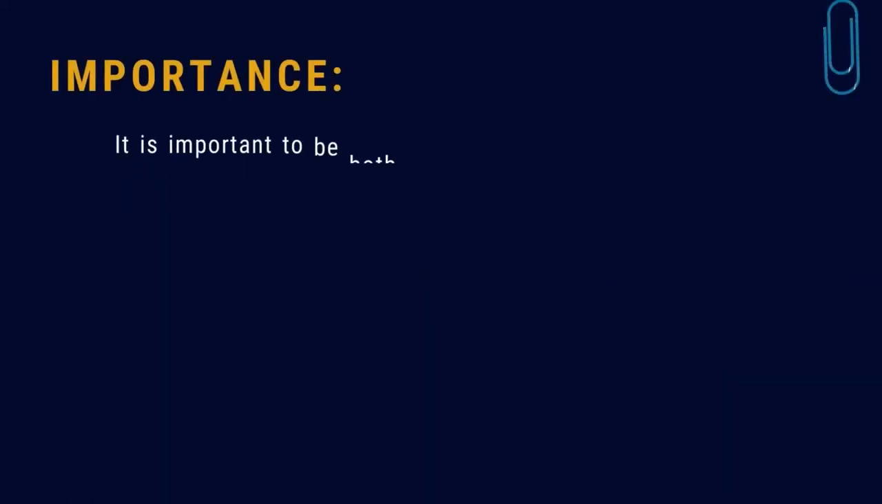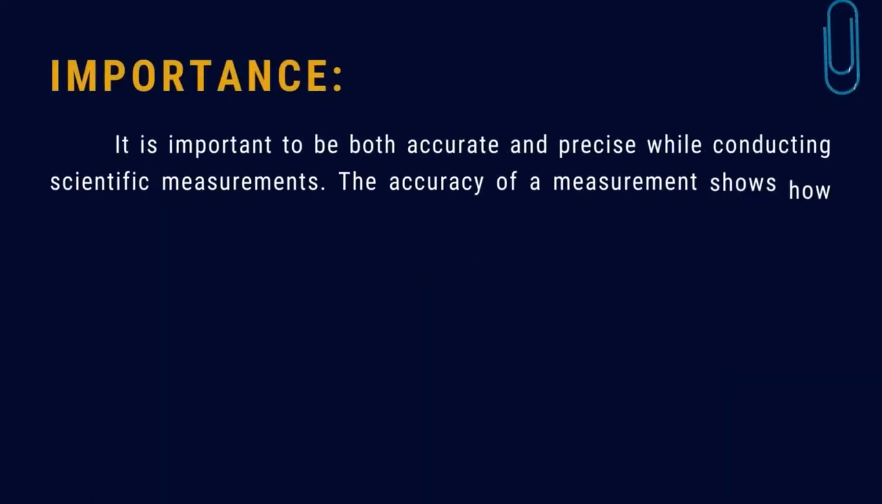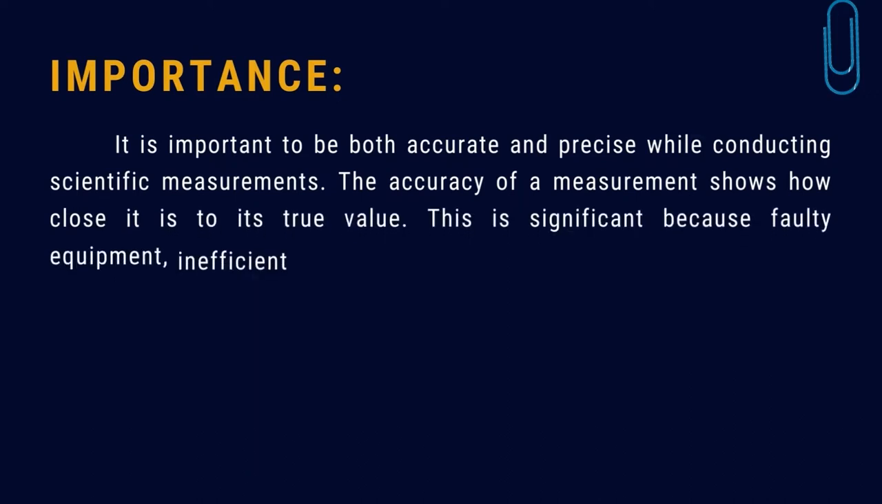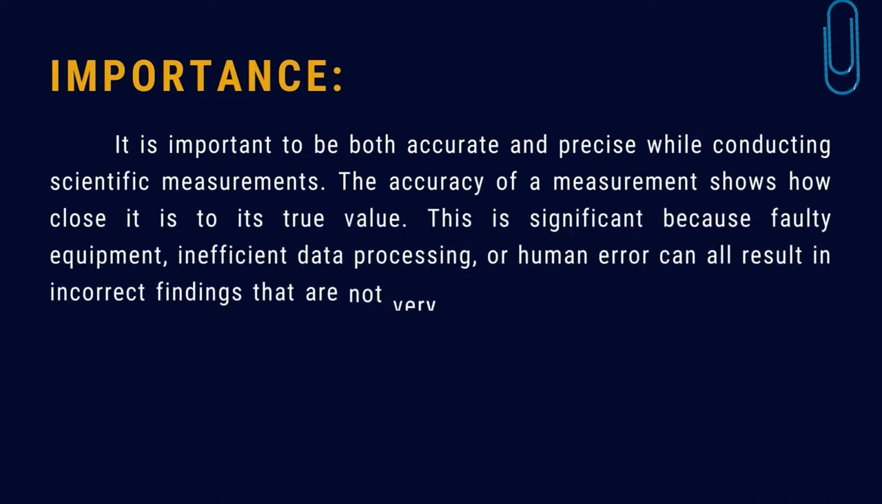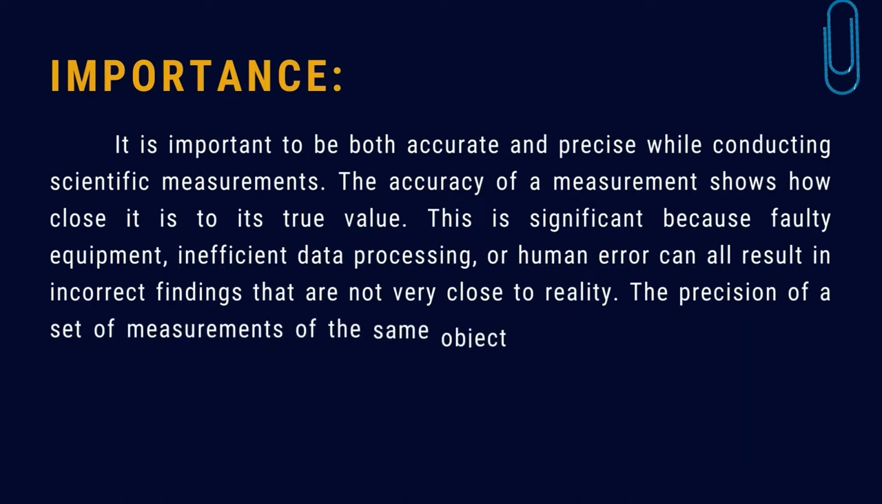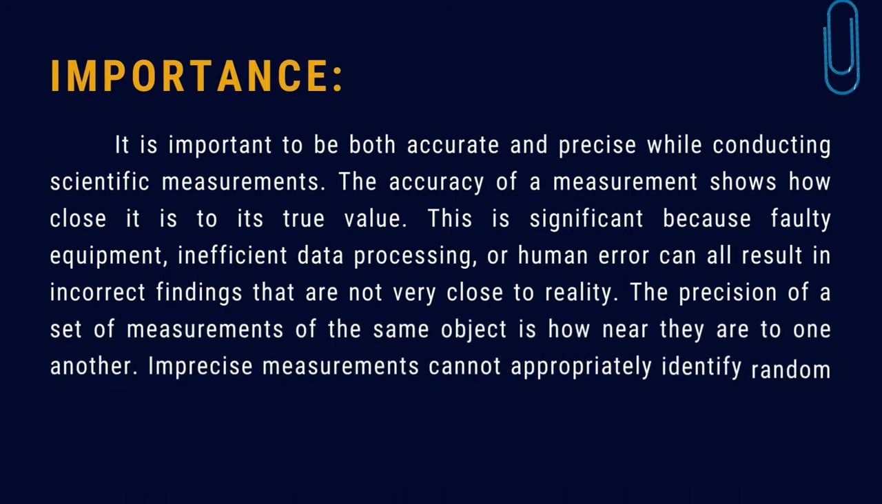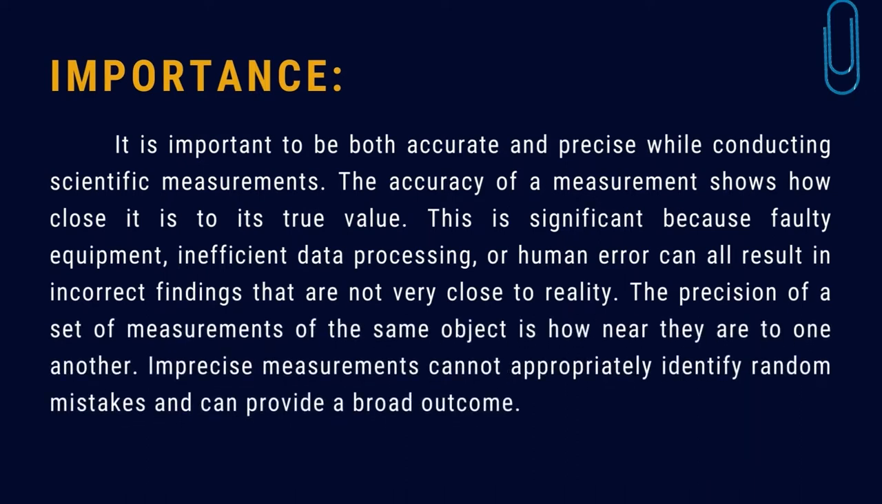It is important to be both accurate and precise while conducting scientific measurements. The accuracy of a measurement shows how close it is to its true value. This is significant because faulty equipment, inefficient data processing, or human error can all result in incorrect findings that are not very close to reality.